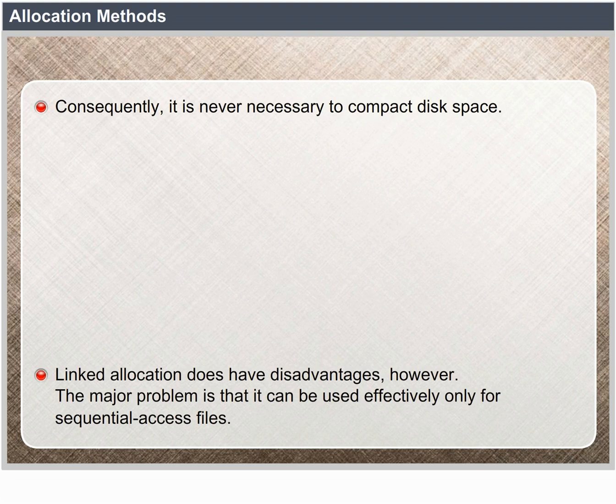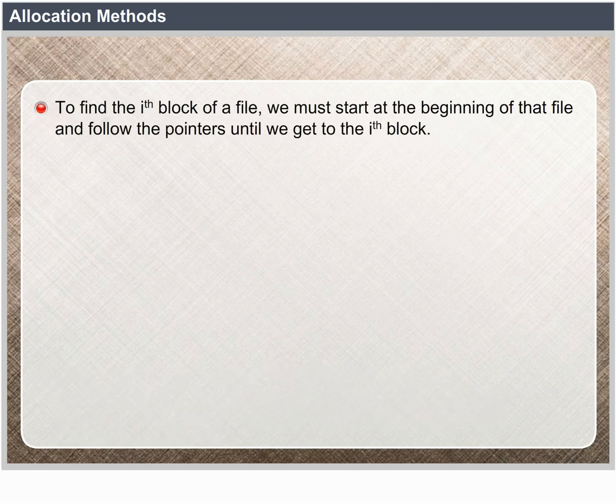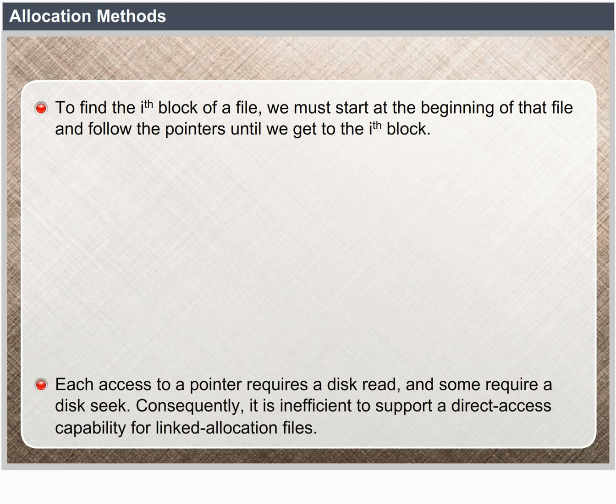The major problem is that it can be used effectively only for sequential-access files. To find the ith block of a file, we must start at the beginning of that file and follow the pointers until we get to the ith block. Each access to a pointer requires a disk read, and some require a disk seek. Consequently, it is inefficient to support a direct-access capability for linked-allocation files.